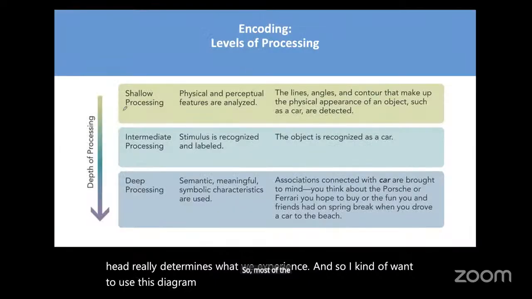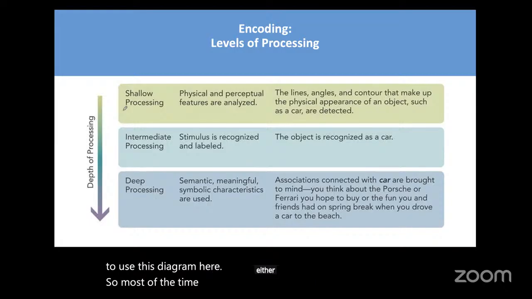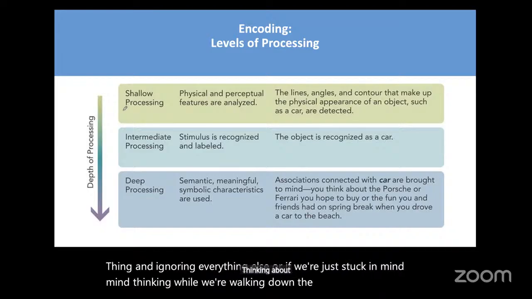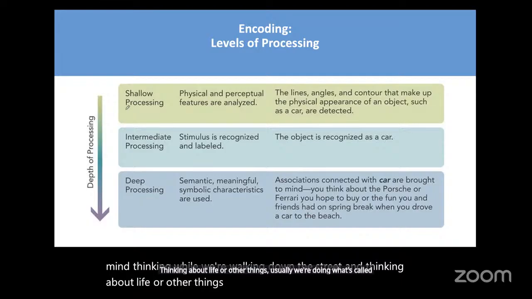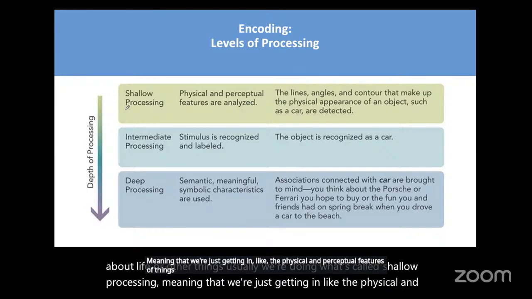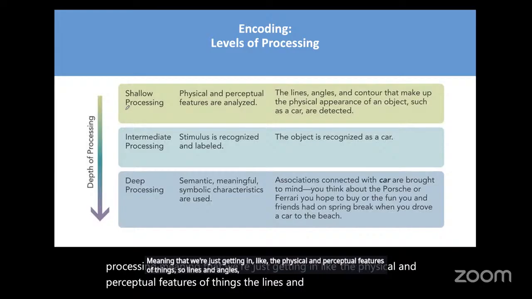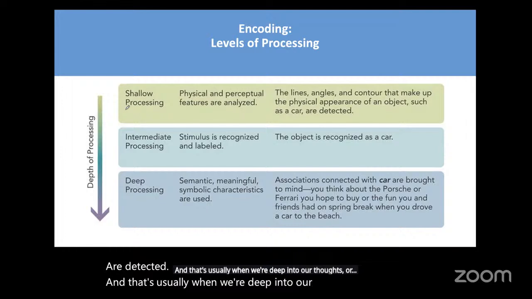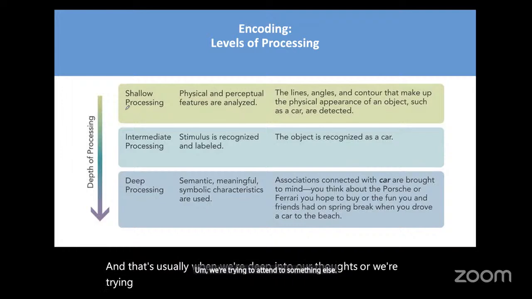So most of the time when we're either attending to something and ignoring everything else, or if we're just stuck in mind thinking while we're walking down the street and thinking about life or other things, usually we're doing what's called shallow processing, meaning that we're just getting in the physical and perceptual features of things, so lines and angles, physical appearance, such as a car maybe, are detected. And that's usually when we're deep into our thoughts, or we're trying to attend to something else. That's usually what we're processing in our given environment.